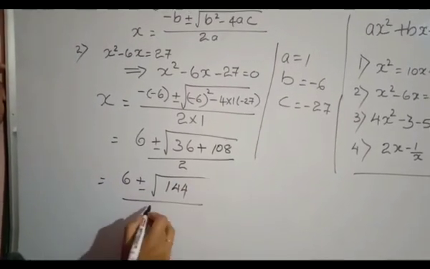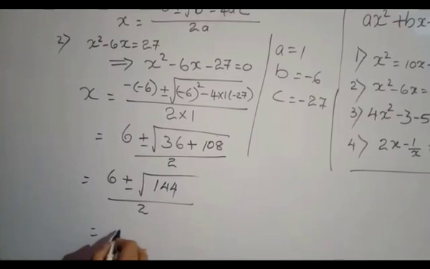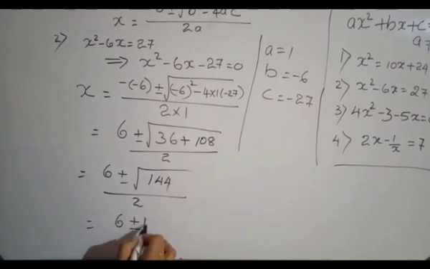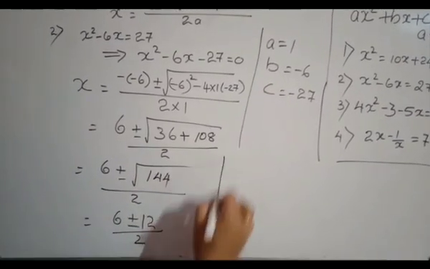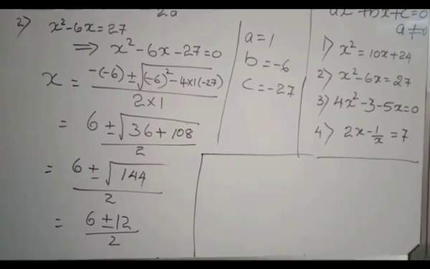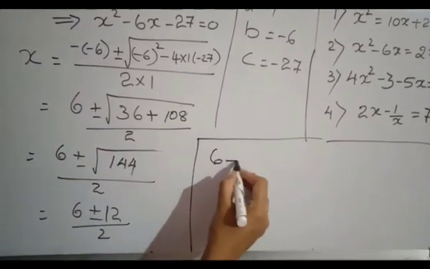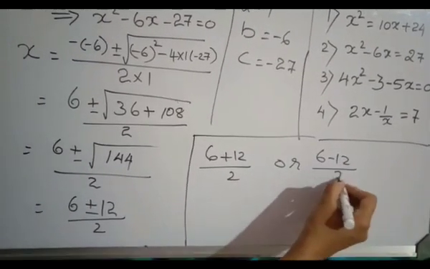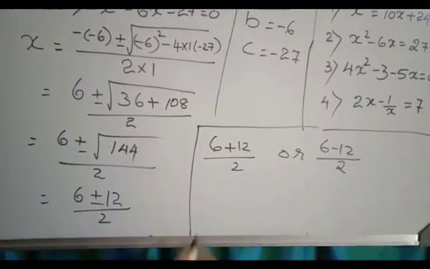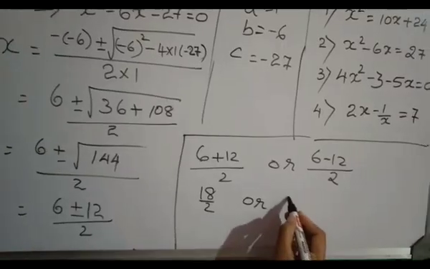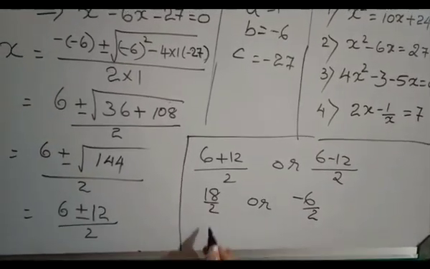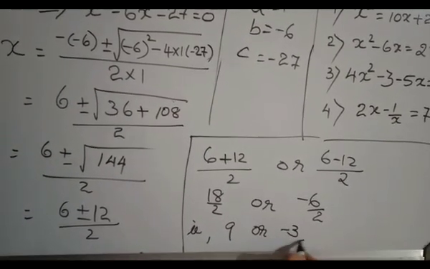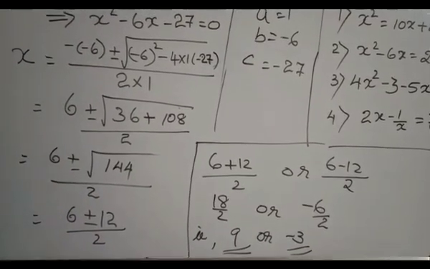divided by 2. That's equal to 6 plus or minus square root of 144 is 12, 12 divided by 2. So you will get two values here, that is 6 plus 12 divided by 2 or 6 minus 12 divided by 2. 6 plus 12 is 18 by 2 or minus 6 by 2, that is 9 or minus 3. These are the two values of x that you are getting.